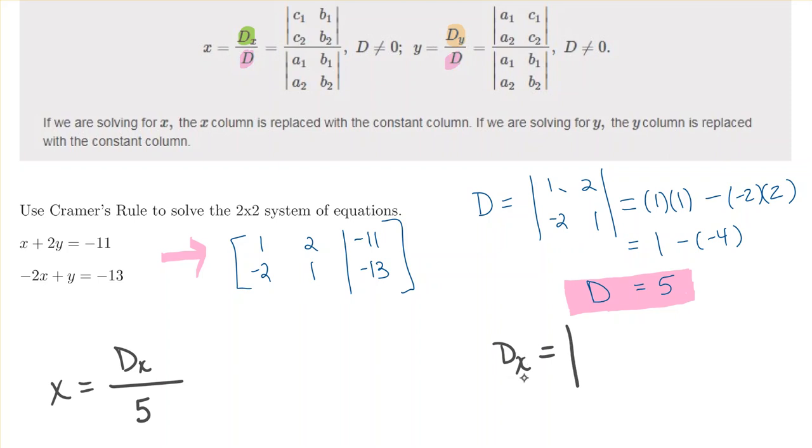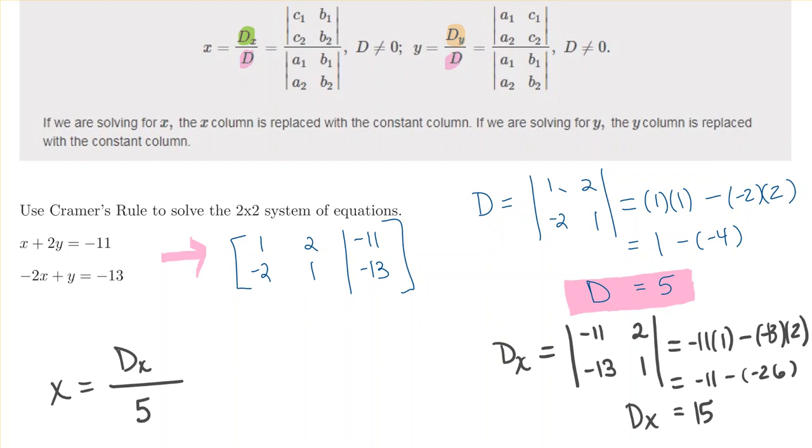Since we're trying to find the x value, D sub x, we would replace the first column with this. So we would say negative 11, negative 13 replaces the x column. The y column is left alone, so we'd have 2, 1. We would find this determinant, negative 11 times 1 minus negative 13 times 2. So we get that D sub x equals 15.